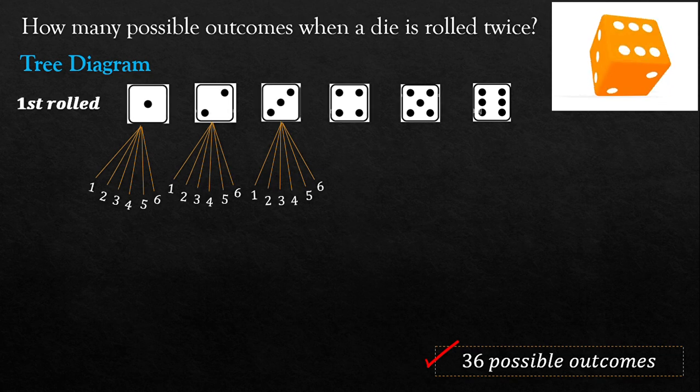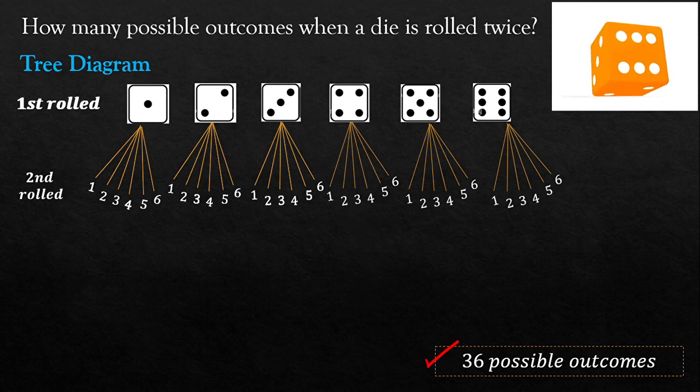For our second roll, each face of a die will have branches. The first face, the 1, will have 6 branches for the 6 faces, and also 6 for the 2, 6 for the 3, 6 for the 4, 6 for the 5, and 6 for the 6. So in the second roll, why do we need to do that?